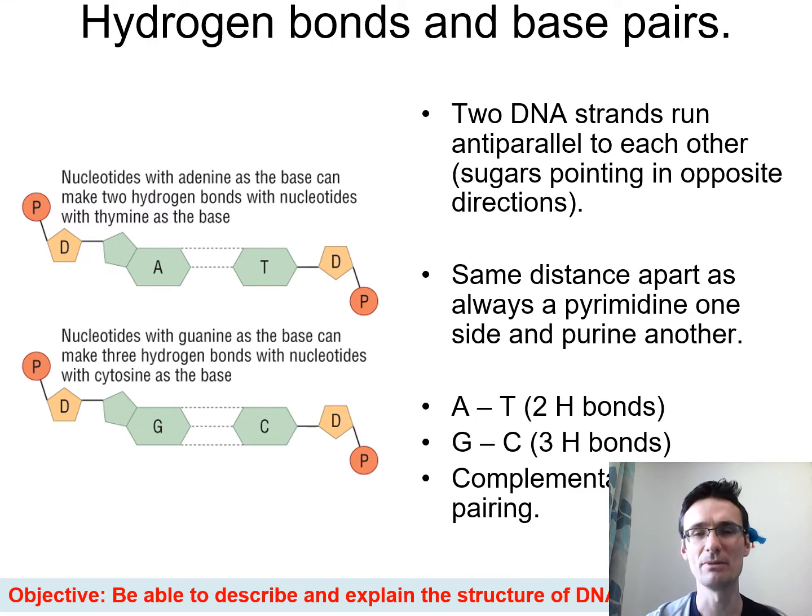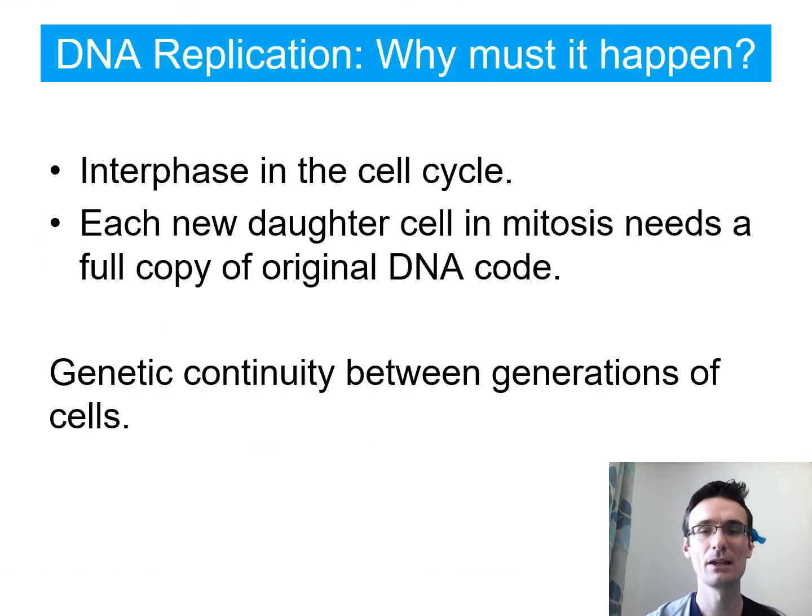And that's just a bit more on that again. So why does it need to happen? Well, it happens during interphase. If you haven't done the cell cycle yet, you should have talked about it at GCSE, but you have talked about mitosis, which is when you make 2 genetically identical daughter cells from the original cell, and they have a full set of DNA.